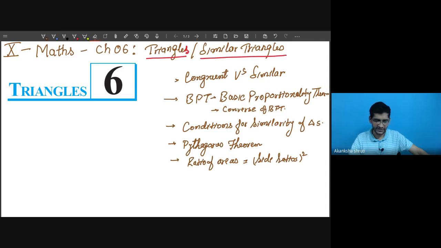That we will discuss. After that, we will go for the basic criteria required for similarity, that is derived from the basic proportionality theorem. So after understanding this congruency and similarities, we will go for the basic proportionality theorem, or simply written as BPT. These two things we will try to cover.